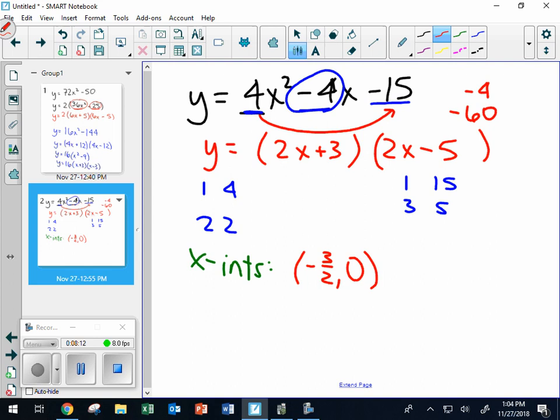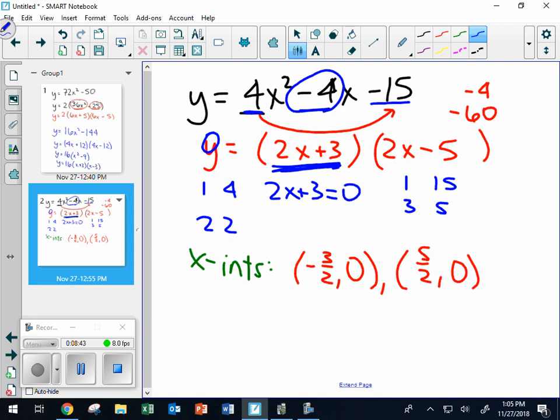Sure. And then you take 2x minus 5. All right. And so what would your other x-intercept be? 5 halves. 5 halves, comma 0. So remember when you're solving for the x-intercepts from factored form, what does y equal if you're looking for your x-intercepts? It equals 0. So you're not just looking at this term. You are looking at the whole thing, and you will set 2x plus 3 equal to 0. And you will solve for x. So you'll end up with negative 3 halves and 5 halves.